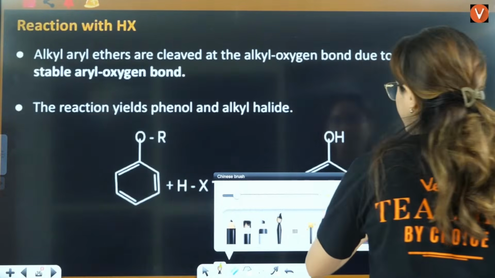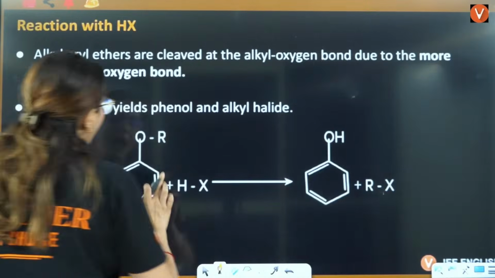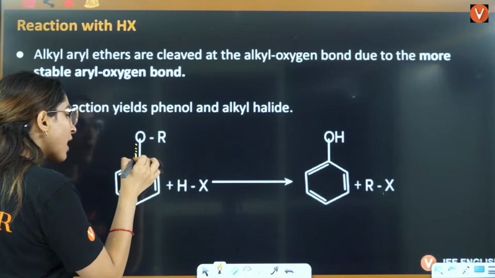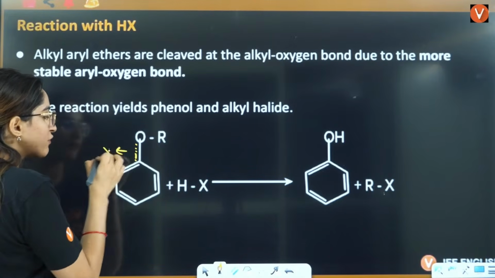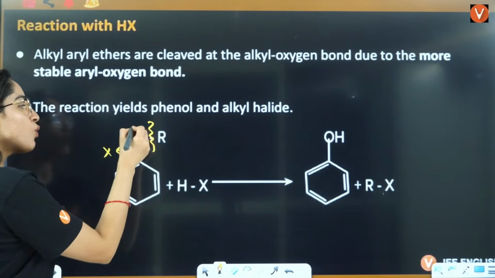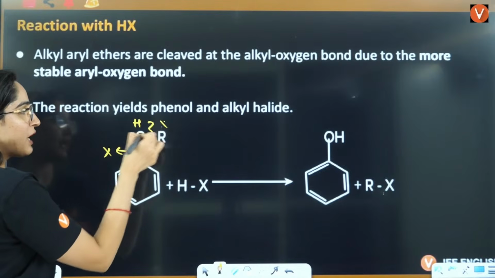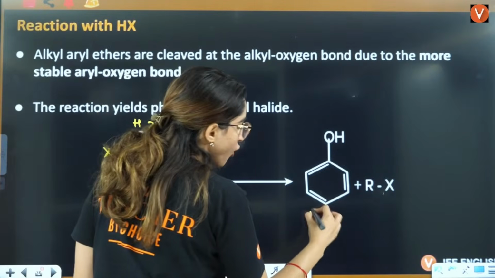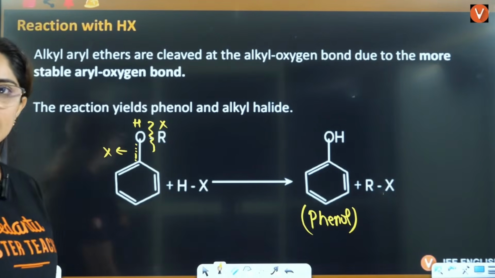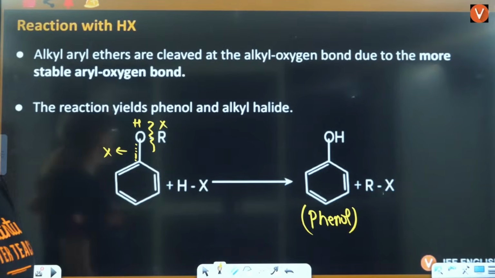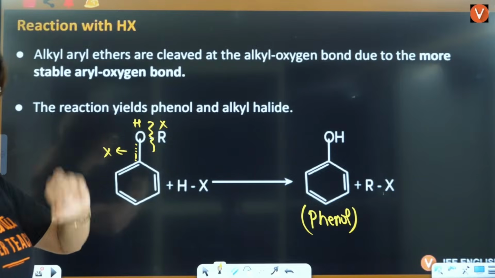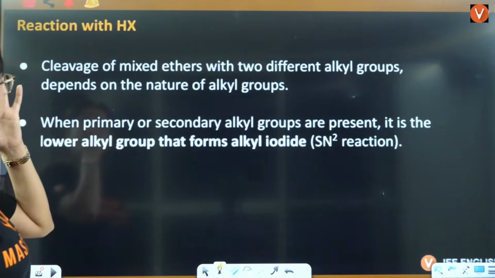If you see, whenever you have an aryl and one alkyl, this bond, because it has partial double bond character, can never break. Always this cleavage will take place, and always to O negative you will have H, and to this you will have X. So always you will have the formation of phenol and RX here. This is also a very important question: why this bond can never break? Because of partial double bond character, because of resonance.